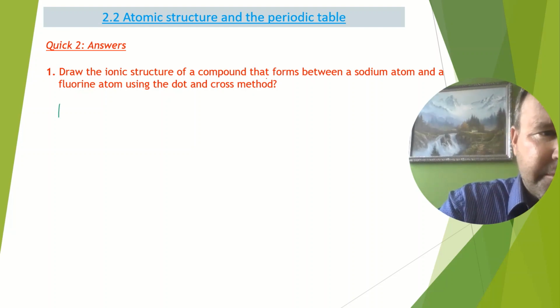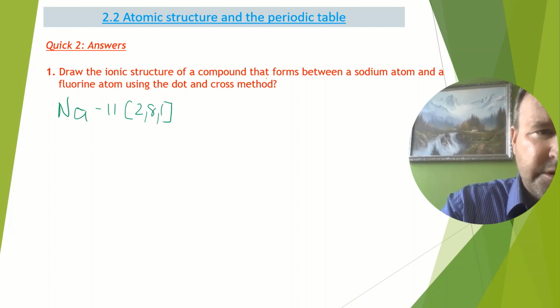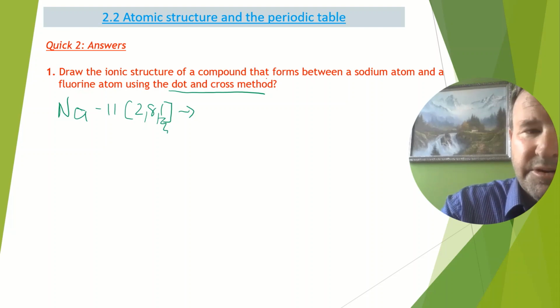So we've got the sodium atom here. Atomic number is 11. Shorthand electronic configuration here, showing the shells, 2, 8, 1. We're using the dot and cross method. Therefore, we're just looking at that little electron there.